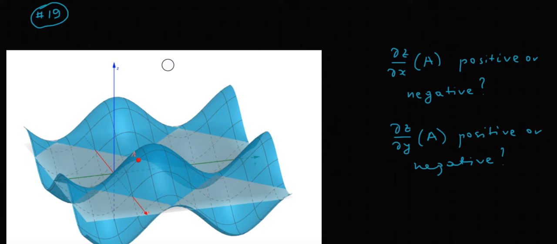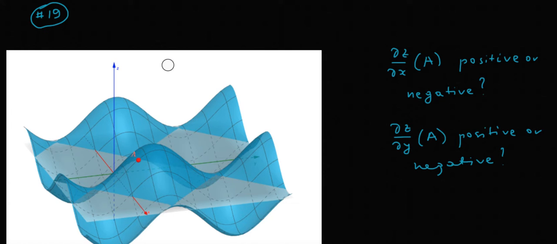In problem number 19, we are given the graph of a function of two variables, shown here in blue, and a point on this graph, point A shown in red, and we need to make a determination of whether the partial derivative of z with respect to x at the point A is positive or negative, and similarly for the partial derivative of z with respect to y at that point A, is it positive or negative?